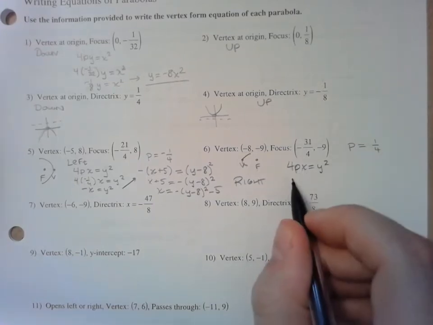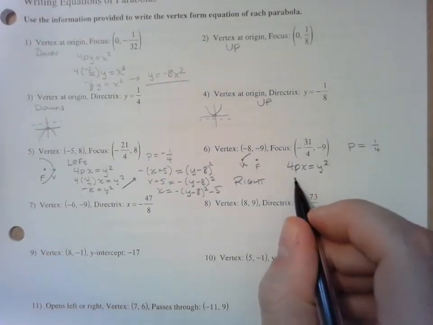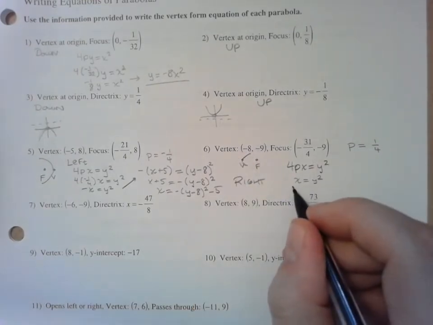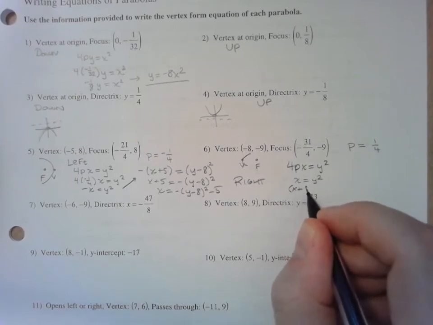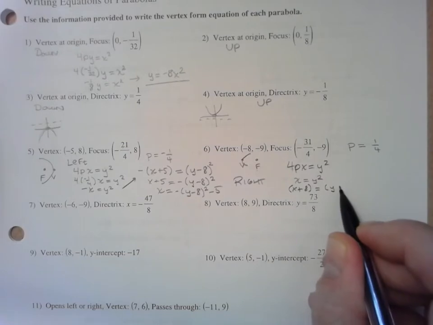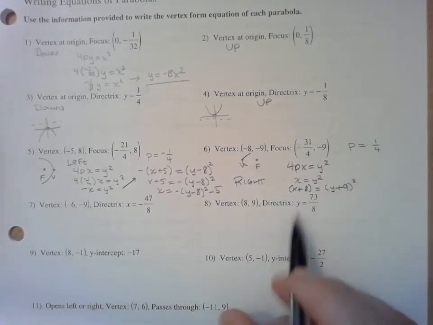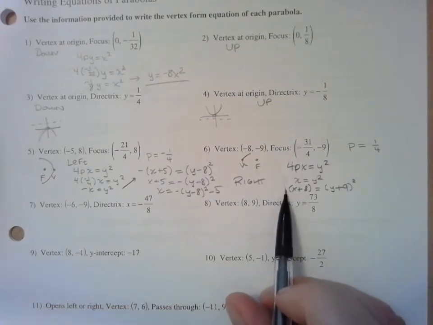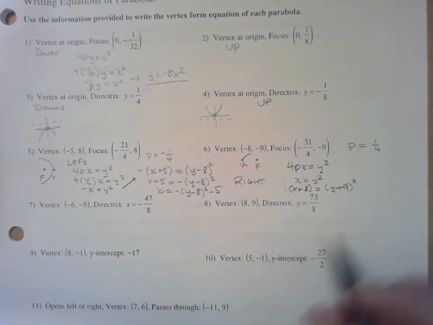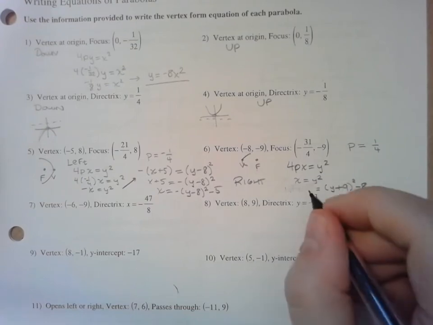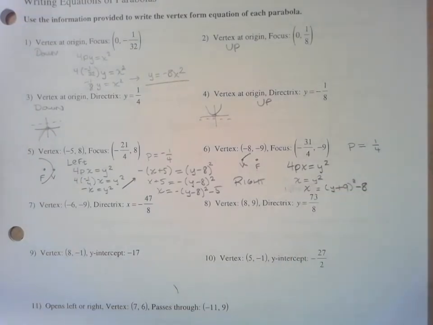Plug the 1/4 in here. 4 times 1/4 is 1. I'm just going to do that step in my head. Finally, let's plug in our vertex and rewrite this in vertex form. Move this to the left 8, and we want to move this down 9. Actually, we could drop these parentheses because there's no coefficient outside of here that multiplies it. It was a 1. So let's just subtract 8 from both sides, and then this would be our vertex form answer. x equals the quantity y plus 9 squared minus 8.